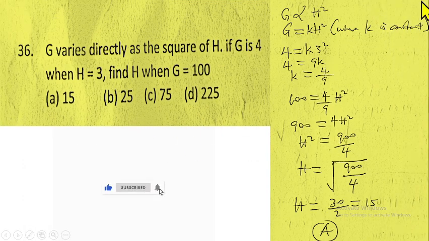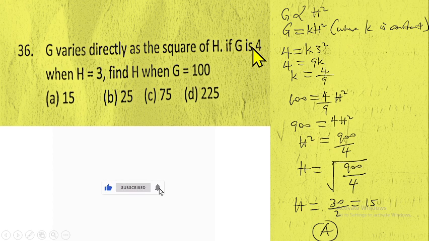Question number 36 is some variation as well. You have g varies directly as the square of h. If g is 4 when h is 3, find h when g is equal to 100. So like I said, this is variation. g varies as the square of h. So that's what you're having here. Then introduce a constant k to make this an equation. So that means you have g equals k h squared.